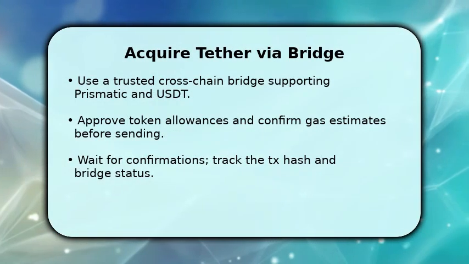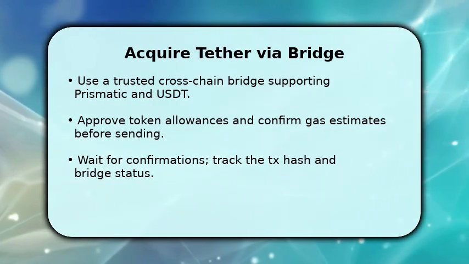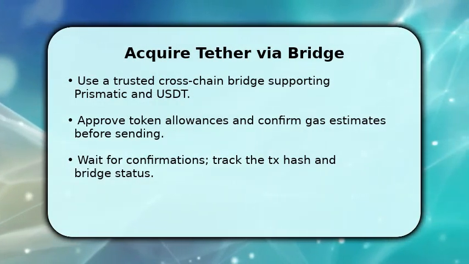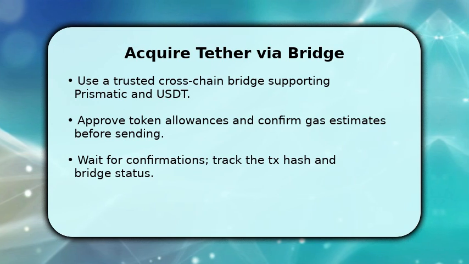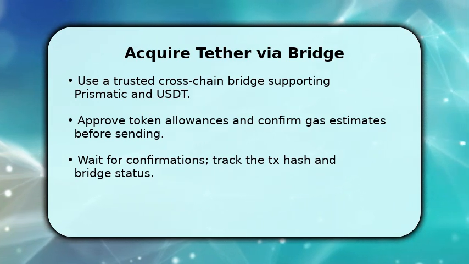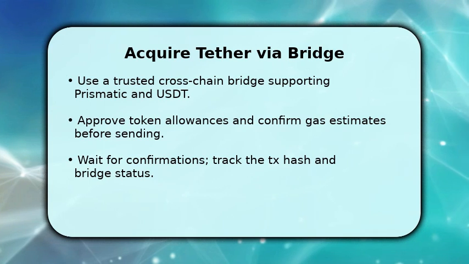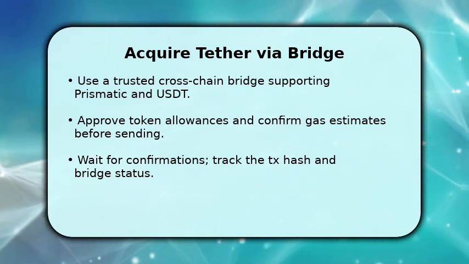You now bridge US to Prismatic or swap on-chain depending on availability. Choose a reputable bridge that lists Prismatic and US, connect your wallet, and select source chain and destination. Approve the spending allowance when prompted. This is required so the bridge can move your funds.